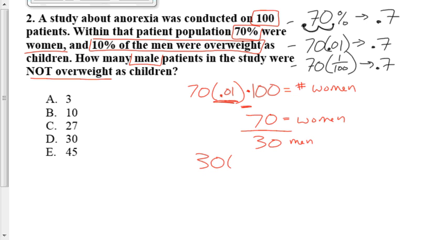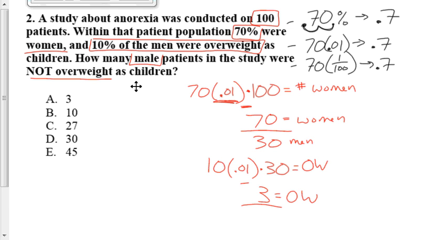Let's start that again. We have 10% of those 30 men were overweight. I'll say OW. 10% of 30 is 3. Again, you may have known that without even having to do the whole calculation, which is fine. So 3 men were overweight. And since there were 30 men total, that means that there had to be 27 men that were not overweight as children. So the answer would be C.